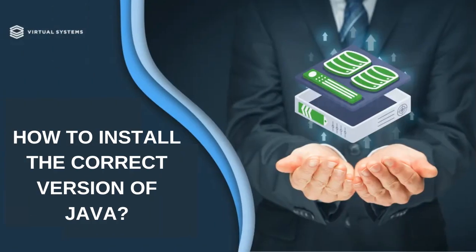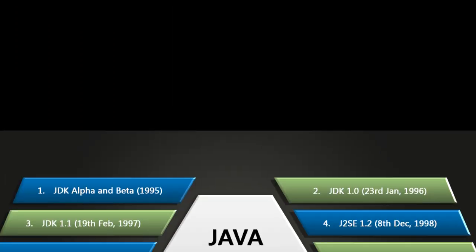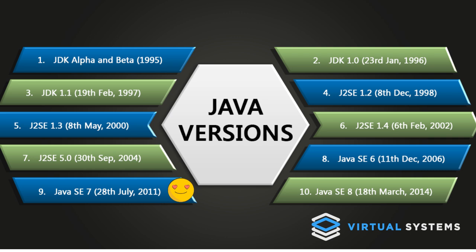How to install the correct version of Java? In most cases, Java 7.0 x86 or Java 8.0 is the best choice for working with IPMI. These versions support some older versions of IPMI firmware, and most of the newer ones are also still supported.